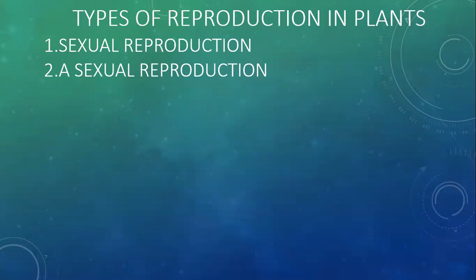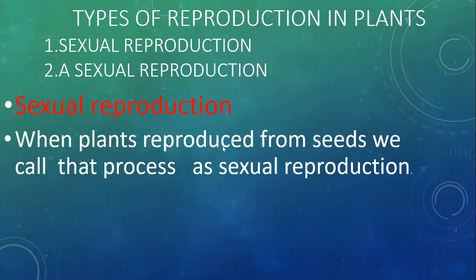Next we study the types of reproduction in plants. There are two types of reproduction in plants, sexual reproduction and asexual reproduction. What is the meaning of sexual reproduction? We have already studied the reproductive parts: flower, fruits, seed. When plants are reproduced from seeds, we call that process sexual reproduction. The plants are reproduced from seed.